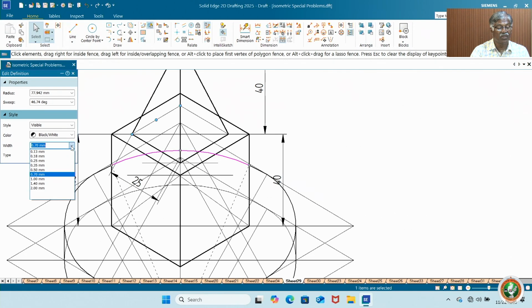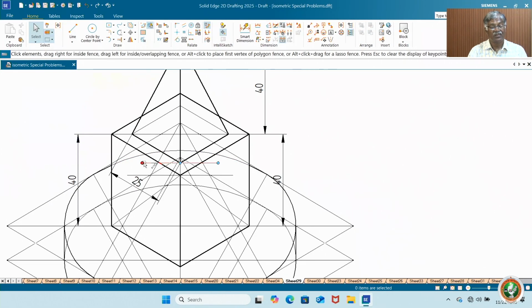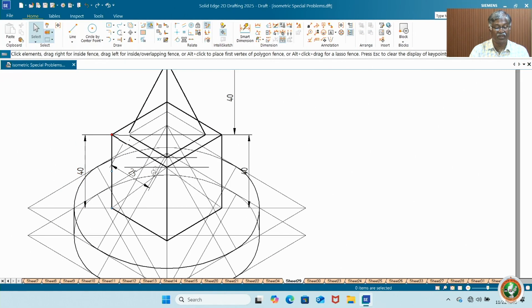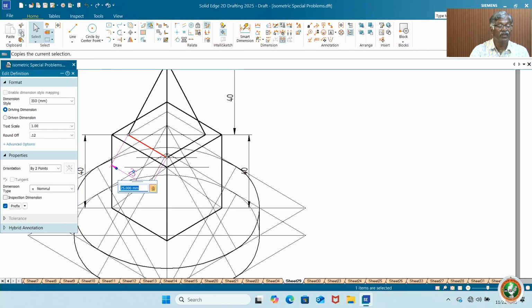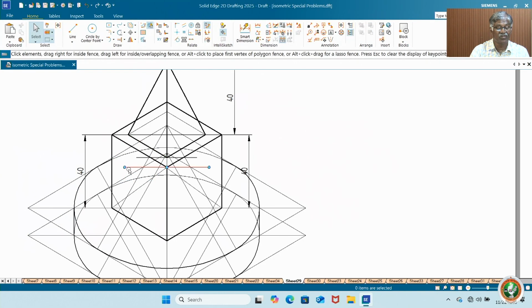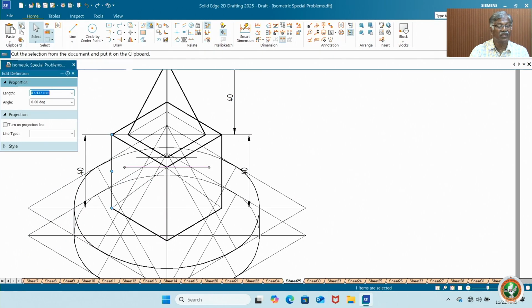All constructions must be retained. Okay, should not remove. Sometimes you may feel that the number of lines are there and it may not look good. That's why we are keeping this with 0.5, and all other lines are 0.13. Number of lines are there, you need not worry. But this type of lines, horizontal lines, you can remove. See, this one you can remove. Okay, that is for construction purpose.